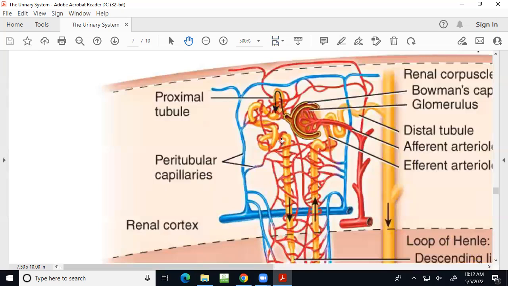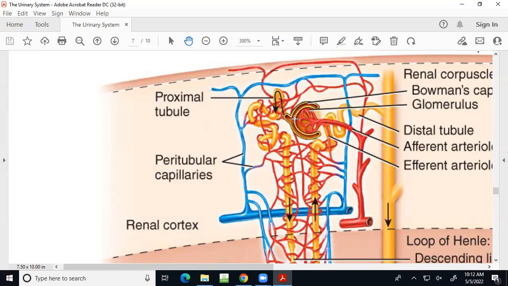Okay. Notice that the proximal convoluted tubule, which is shown here in yellow, is surrounded by a whole bunch of blood vessels, which are those peritubular capillaries that you see labeled right here. And what we're going to do right after we formed a lot of filtrate here by filtering our blood and pulling it out into the capsular space, we're going to end up giving most of that water back.